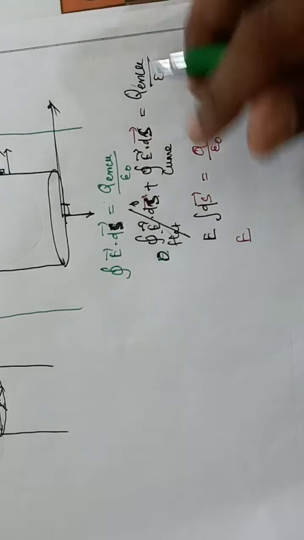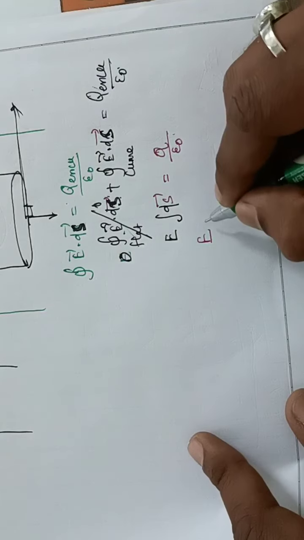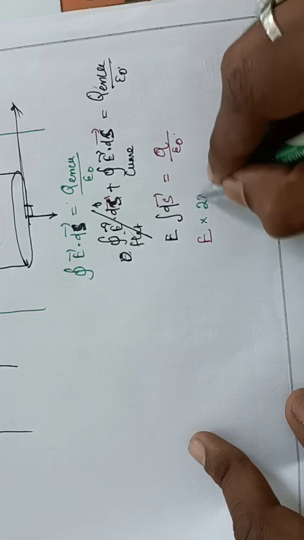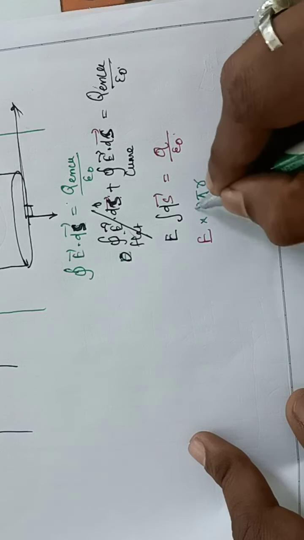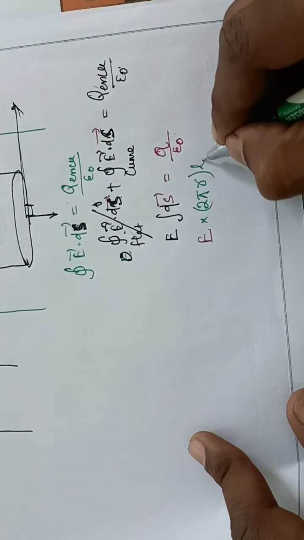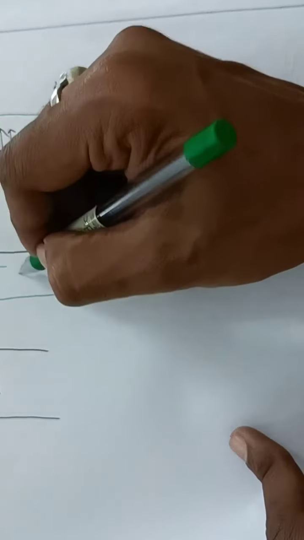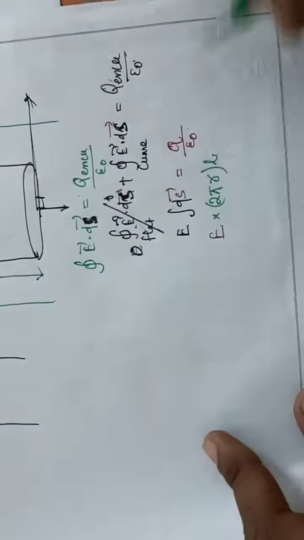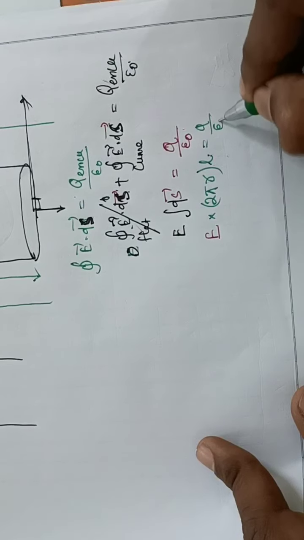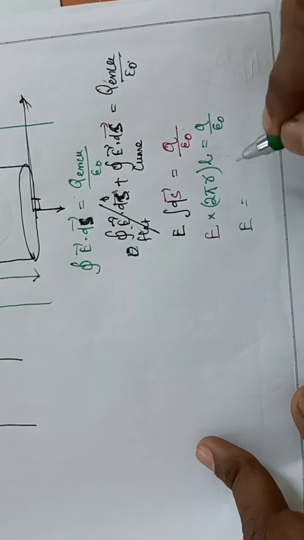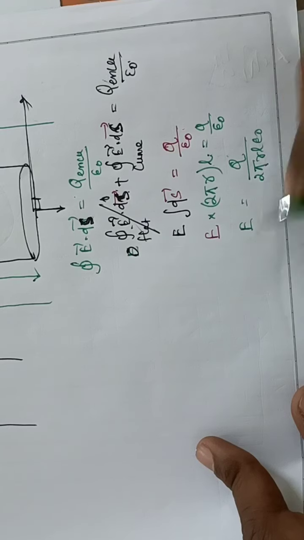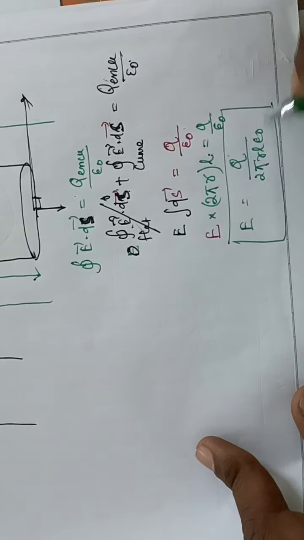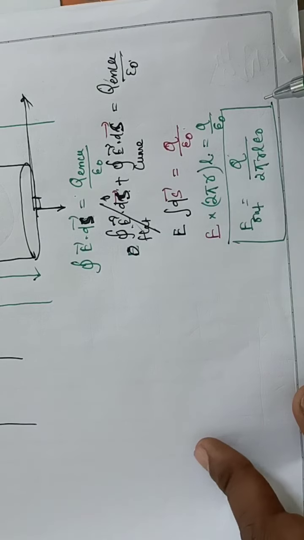What is the area of the cylinder? The area of the cylinder is nothing but 2 pi r, where r is the radius of the Gaussian cylinder, into the length of the cylinder. If I consider the length of the cylinder to be L, then E times 2 pi r L is equal to q upon epsilon naught. The expression that comes up is E equals q upon 2 pi r L epsilon naught. This is in the outside region; the expression comes out like this.